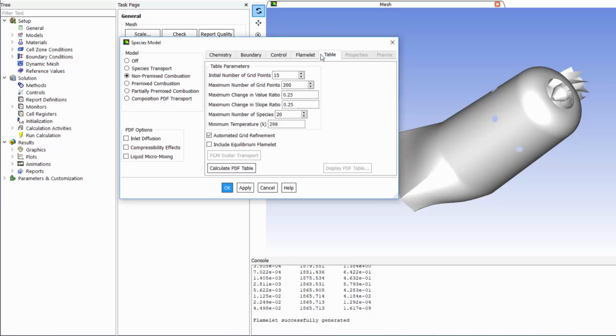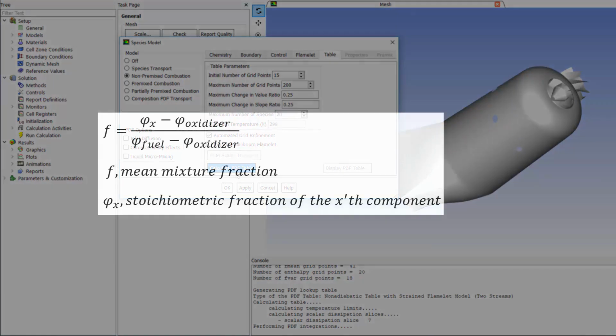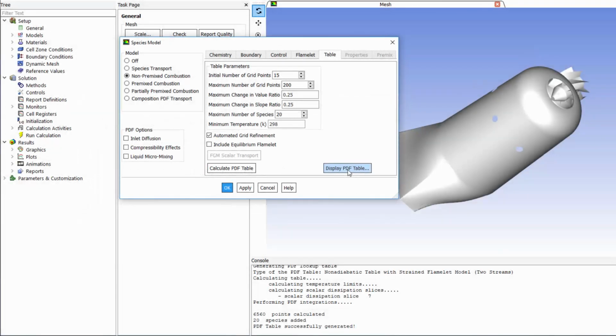With my flamelet generated, I can now create a probability density function, or PDF, that describes the variable values as a function of the Schvab-Zeldovich variable, denoted as the mean mixture fraction, which depends on the relative amounts of fuel and oxidizer in a given volume. When the mean mixture fraction has a value of 1, the fluid is composed entirely of fuel. Conversely, when the mean mixture fraction equals 0, the fluid is composed of pure oxidizer.